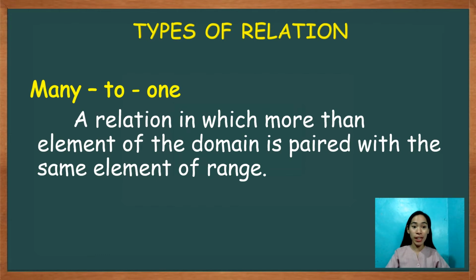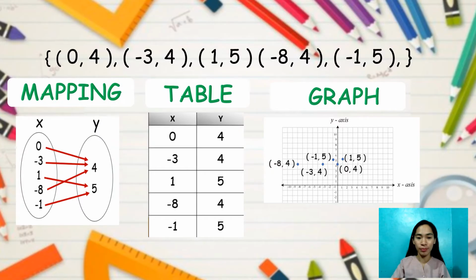The third type of relation is many-to-one, a relation in which more than one element of the domain is paired with the same element of the range. So in example number 3 a while ago, it describes a many-to-one relation because two or more elements of the domain are paired with the same element of the range.